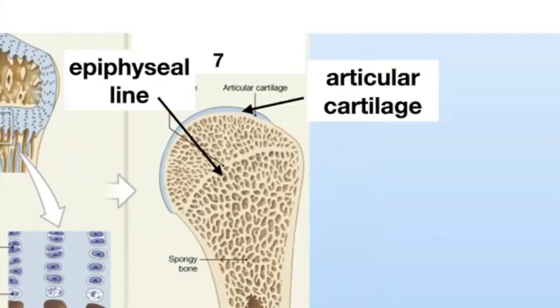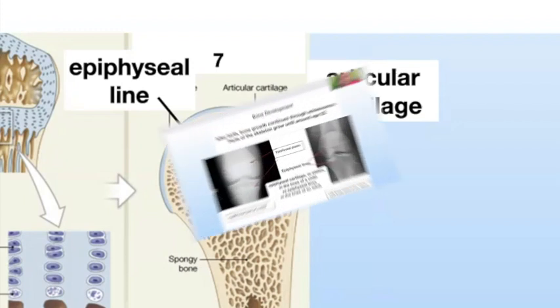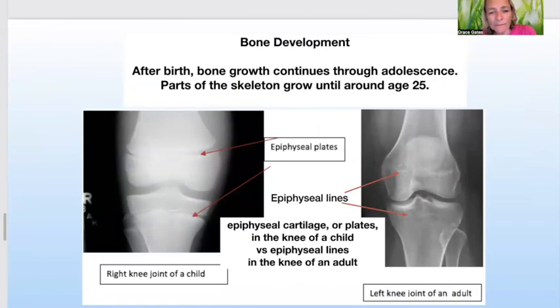The articular cartilages on the end of long bones are actually all that's left of the original hyaline cartilage bone model. Now here we have pictures of the right knee joint of a child and the left knee joint of an adult. And we find that after birth, bone growth continues through adolescence. Parts of the skeleton even continue to grow until around 25.